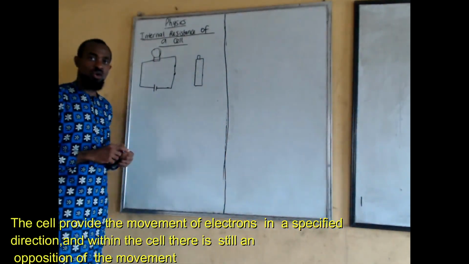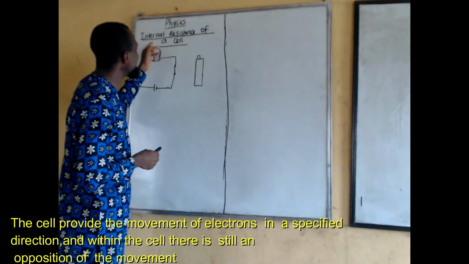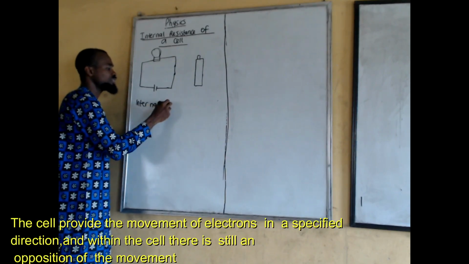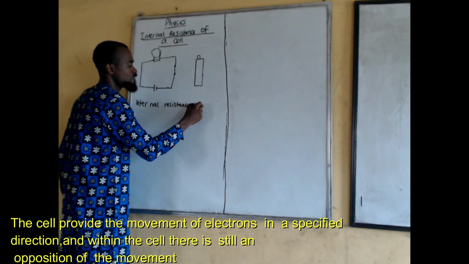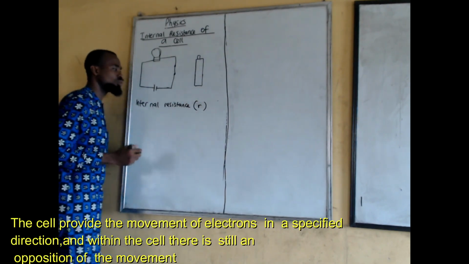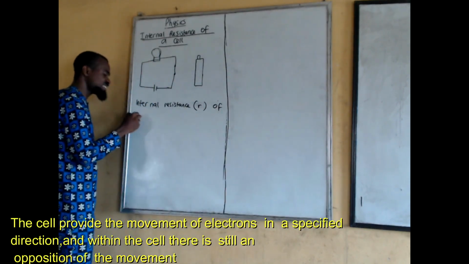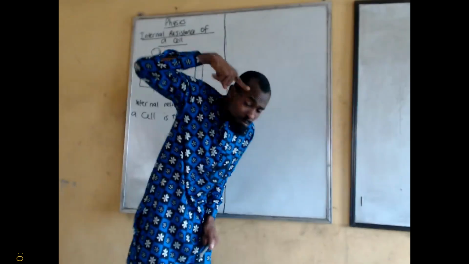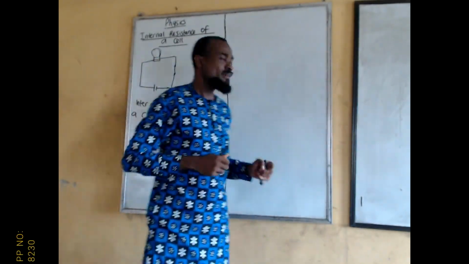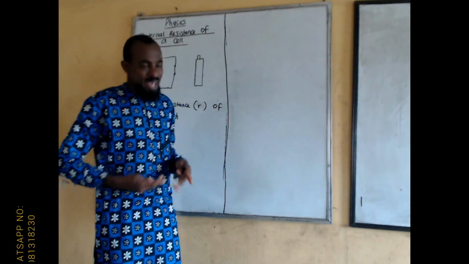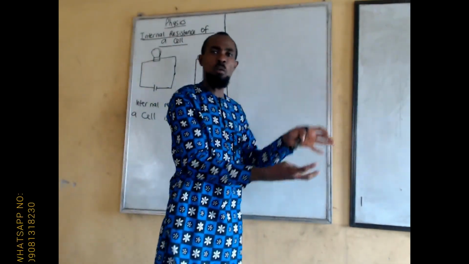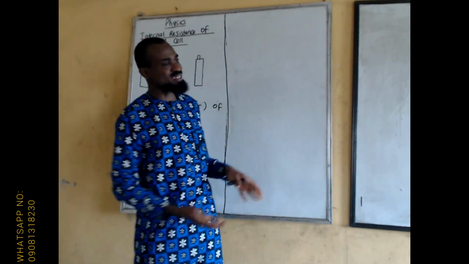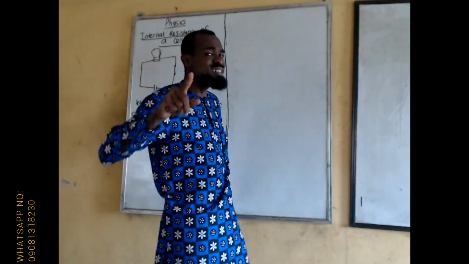This opposition to the flow of charges within is what we call the internal resistance of a cell. It is denoted by small letter r. It is still the same thing as resistance, but it is the enemy within, the resistance found inside the cell, making the cell not able to supply its full potential. So the potential difference across the cell in the circuit will be less than the EMF. It is just the same thing as resistance, only that it is inside the cell.